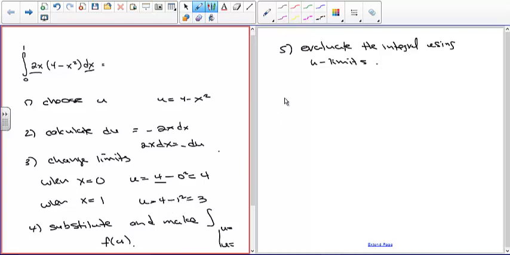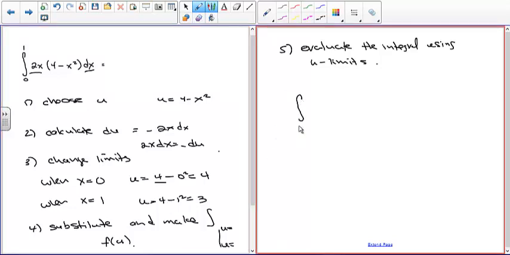So when you make the substitution, the integral you'll end up with is the integral from 4 to 3 of u times negative du. So for this I put in u, and for 2x dx I put in negative du. Notice the limits, as I said, this one's smaller than that, but it doesn't matter.